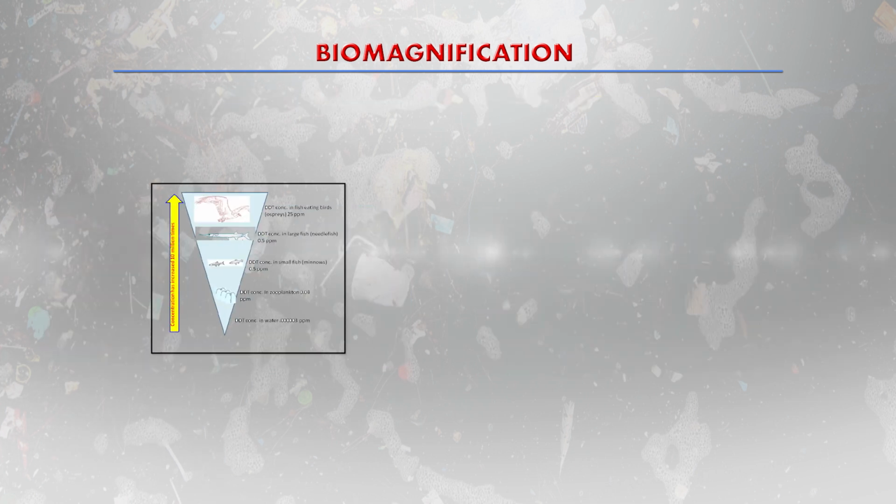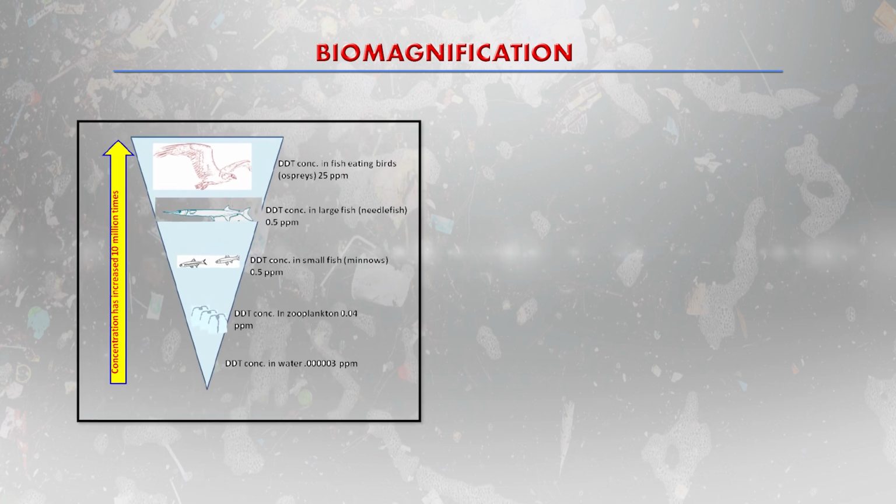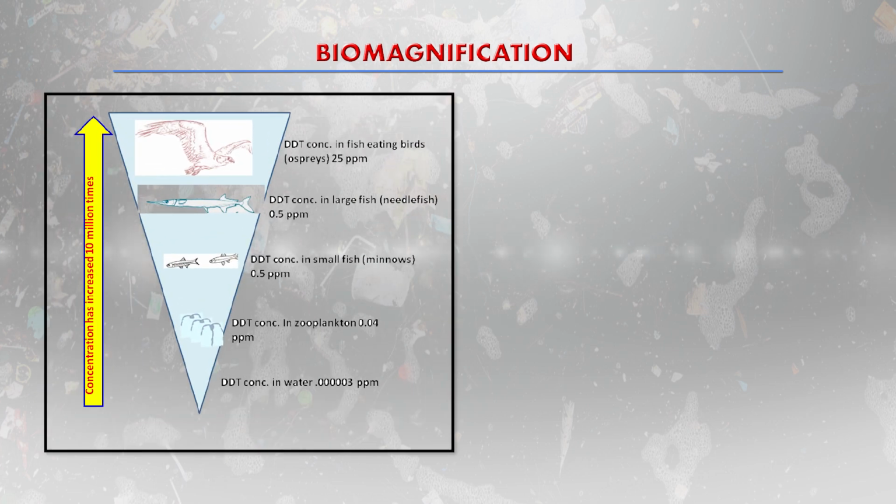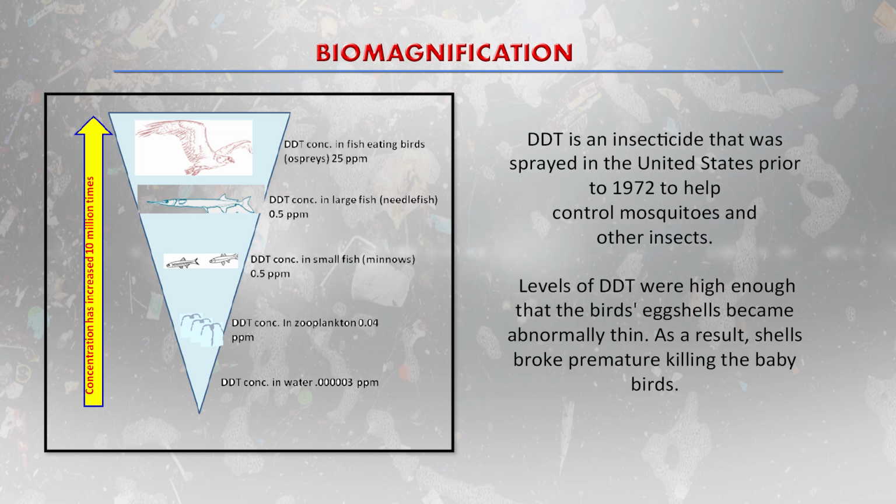Now, this figure is also showing you biomagnification, and it also shows you the extent of biomagnification occurring across the trophic levels. Here you are looking at an example of DDT. DDT, you know, is a very commonly used insecticide. It used to be very commonly used in the United States before 1972.